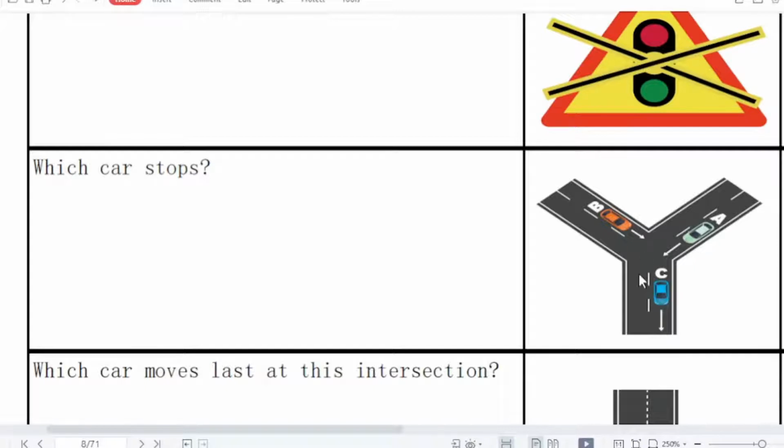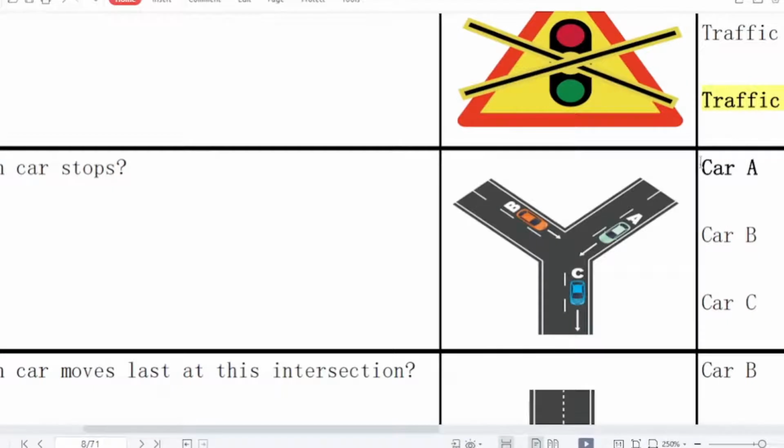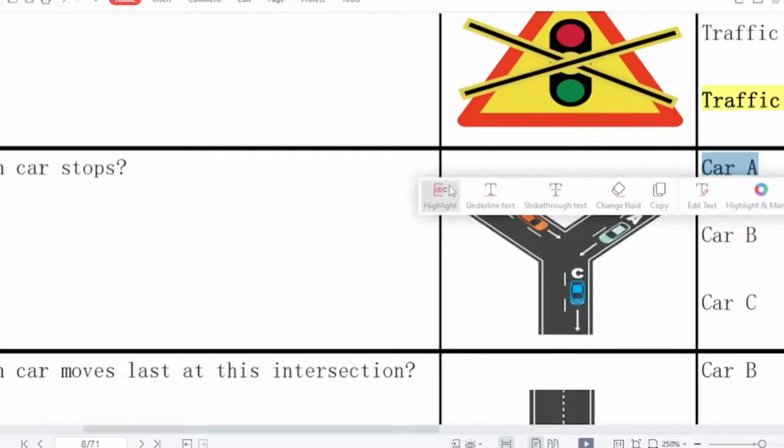Now this driver is going in this direction. Remember, they are going down, so this car will give the right of way to this car, because this car is on the right. Now car B is on the right of car A. With that being said, it means that the car that should stop is car A. Now let's see if we got that correct. That's correct, right? So the car that should stop is car A.